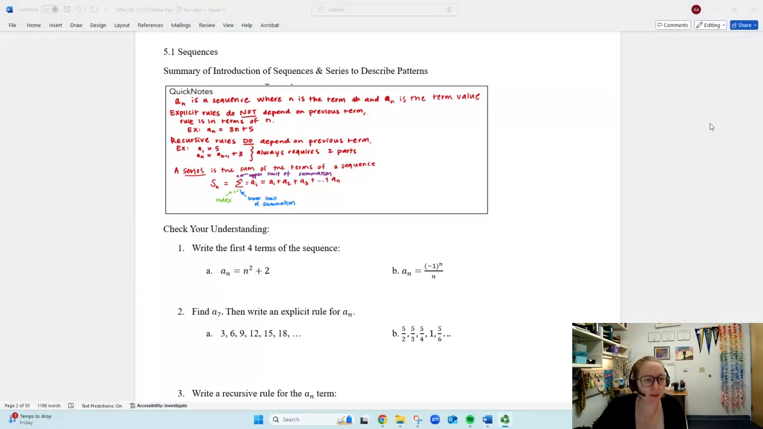So our next little part right here is just some summaries of what a sequence is. So a sub n is a sequence where n is the term number and a sub n is the term value. So we have the first term, the second term, the third term, and we can actually write this a couple different ways. So you're mostly used to it probably as an explicit rule. So in this case it was a sub n is equal to 3n plus 5, but we could also do it as a recursive rule, so that does depend on what the previous term is.